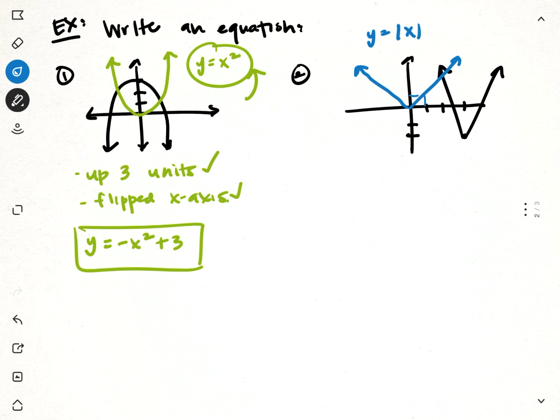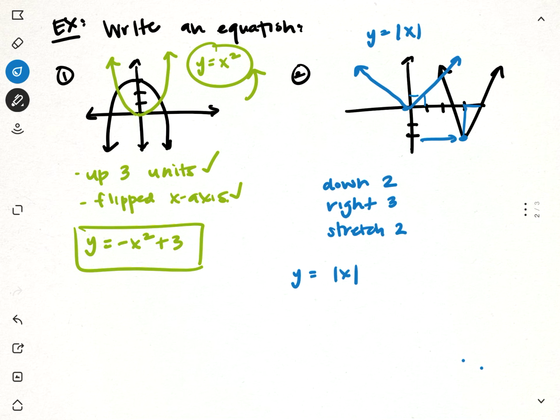All right, so there's a few things that happened here. It shifted down to get from this point to this point. It went down 2. It went right 3. And it got skinnier. So let's say that the stretch is a 2. So instead of the slope being 1, this time the slope is going to be 2. Okay? So in order for us to write this, let's start with our function, y equals the absolute value of x.